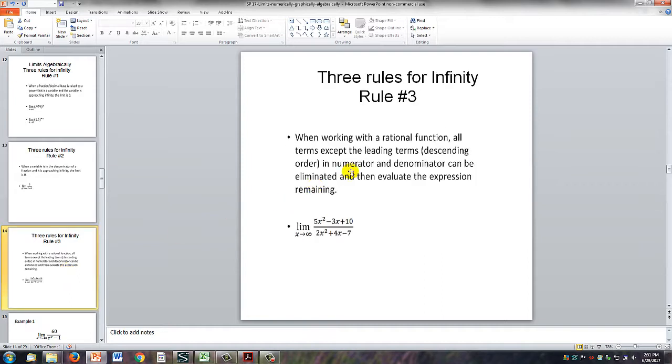All right, rule number 3, you might recognize from Math 171. When working with a rational function, all terms except the leading terms, as long as we have the functions in descending order, in the numerator and denominator can be eliminated, and then you evaluate the expression remaining. So the limit of this rational function as x approaches infinity, this leading term here, 5x squared, and this leading term here, 2x squared, are all that matters. x squared divided by x squared cancels out to 1. So the limit of this function as x approaches infinity is just these leading coefficients, 5 over 2.